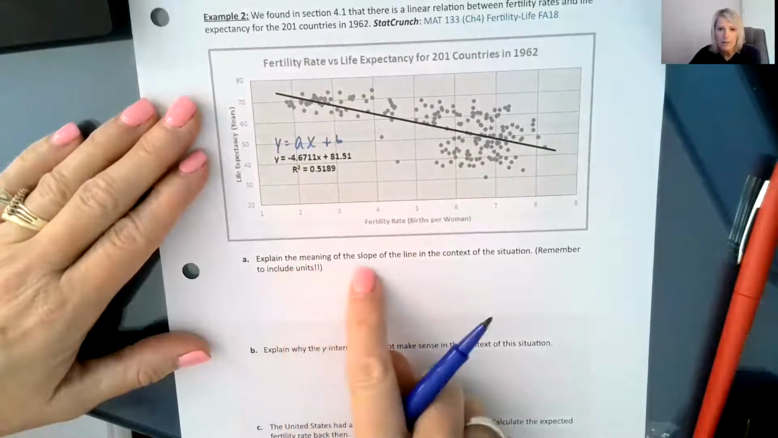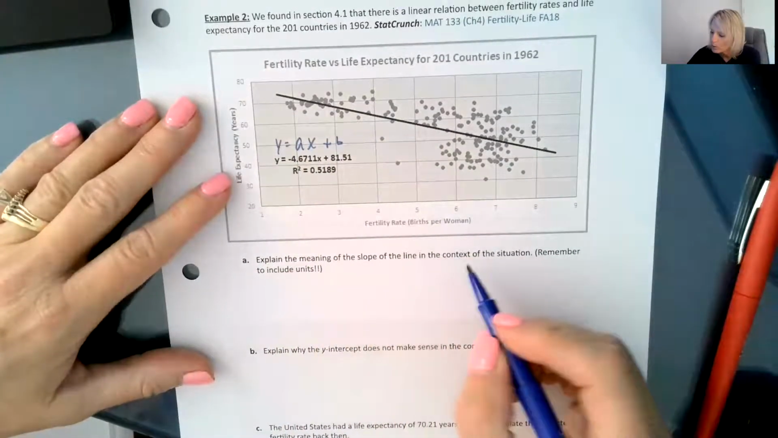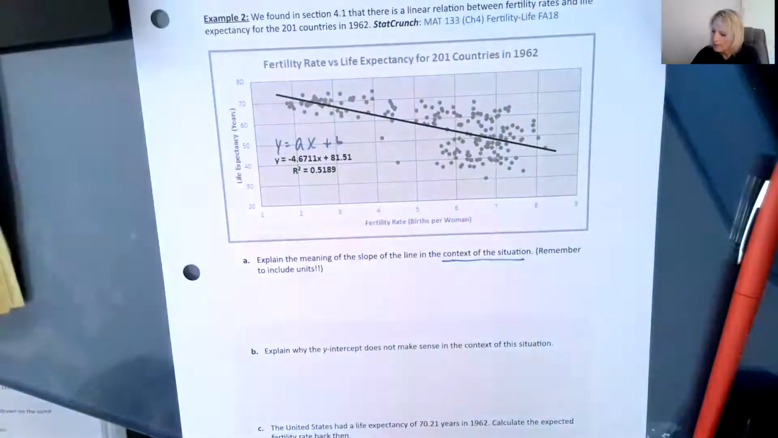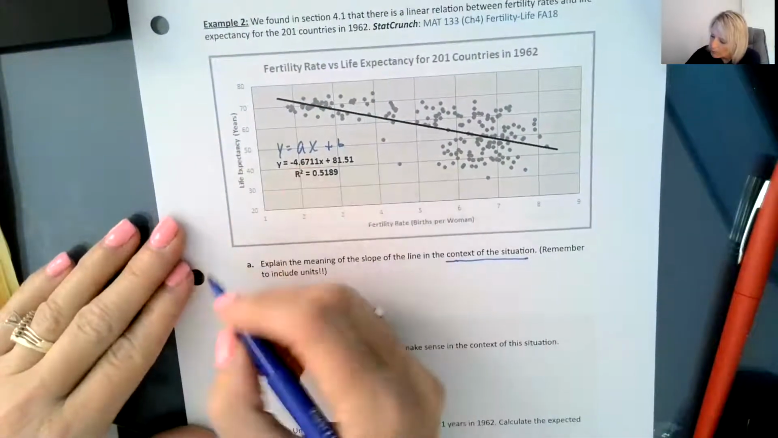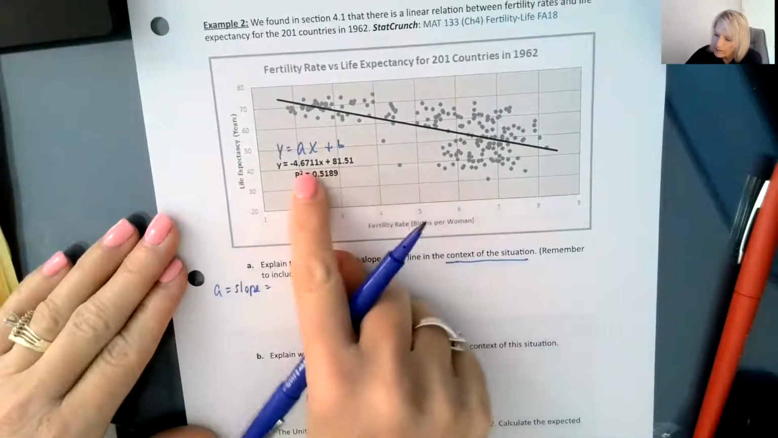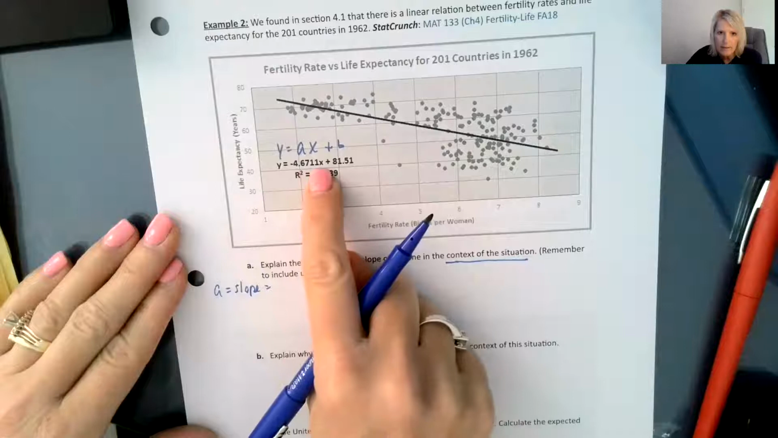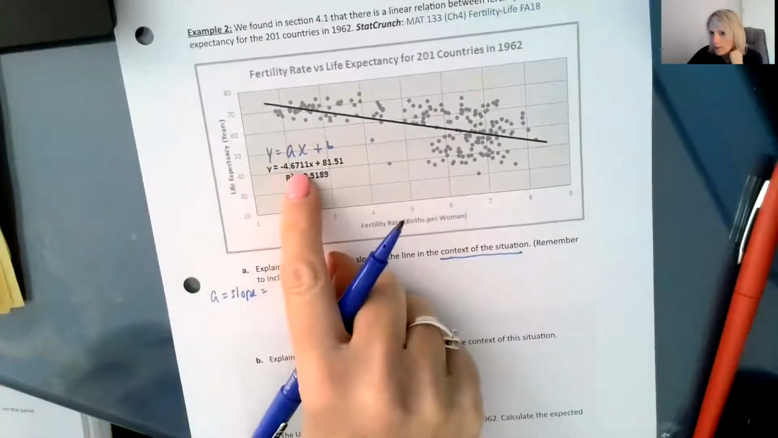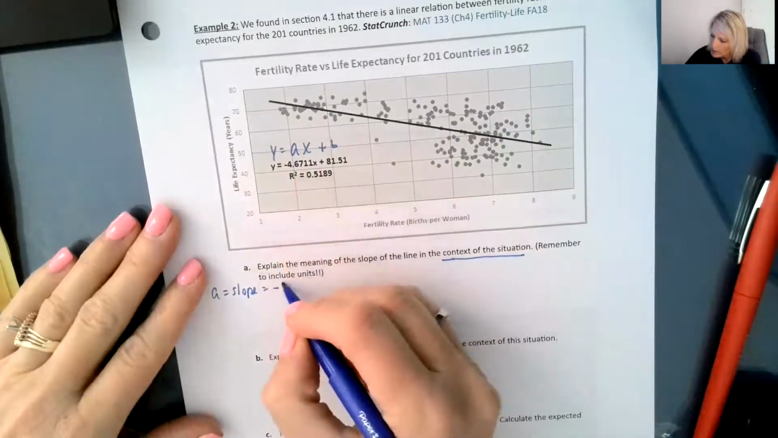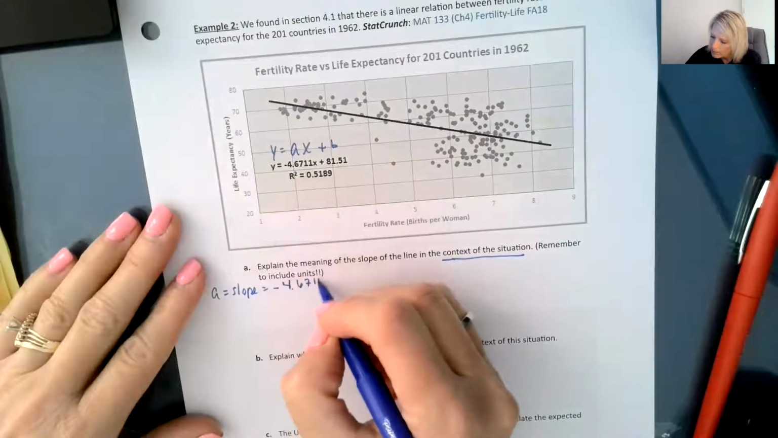It says, explain the meaning of the slope of the line in the context of the situation in the story. So I want you to use this interpretation right here on your yellow sheet. I'm just going to write my slope over here. My slope a is equal to the value that is attached to x. Always include the x and the y when I ask for the linear regression equation. So here it is, negative 4.6711.